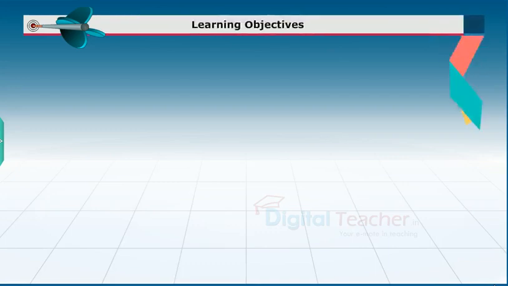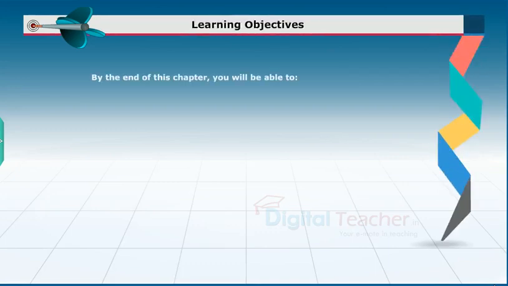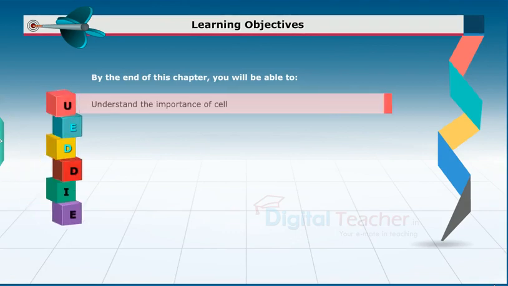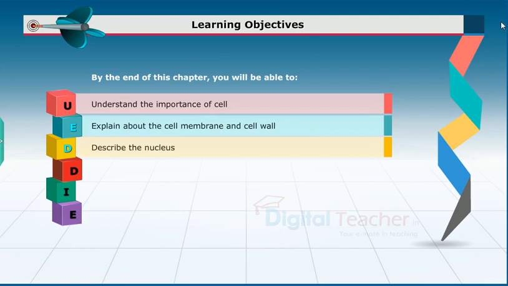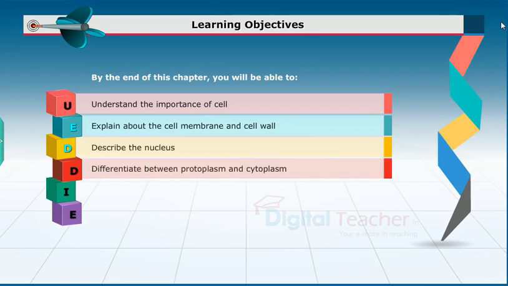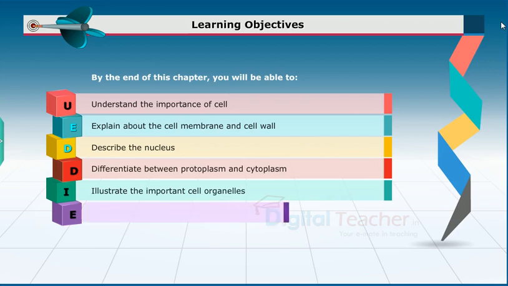Learning objectives. By the end of this chapter, you will be able to understand the importance of cell. Explain about the cell membrane and cell wall. Describe the nucleus. Differentiate between protoplasm and cytoplasm. Illustrate the important cell organelles. Explain the origin of cells.